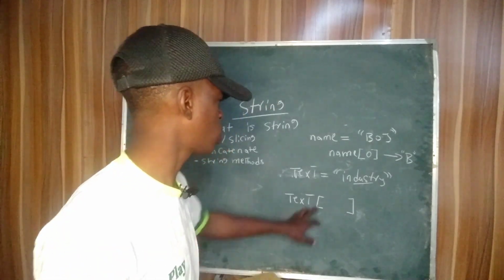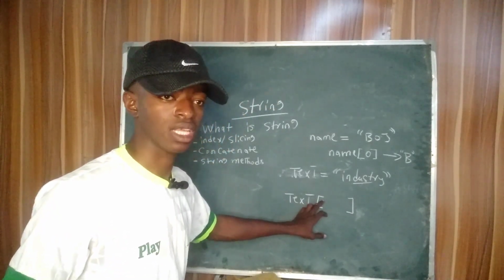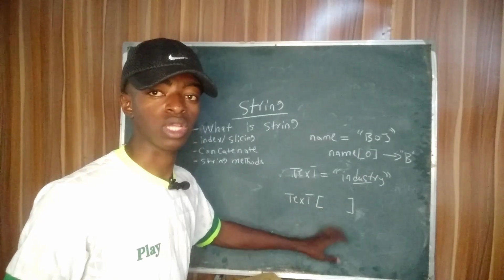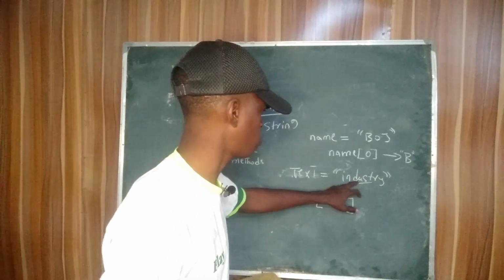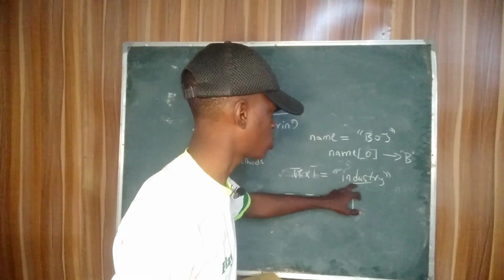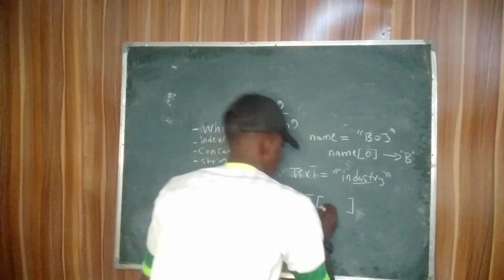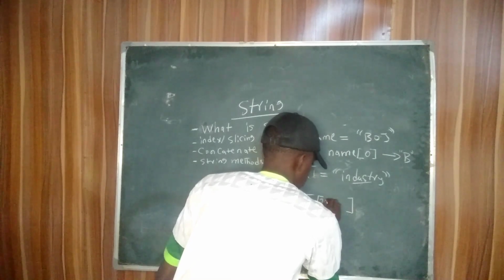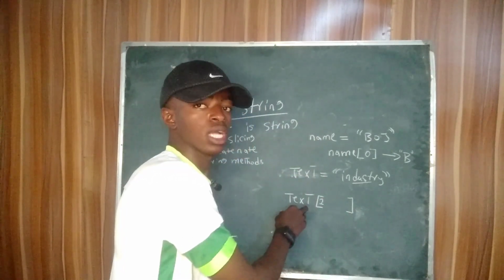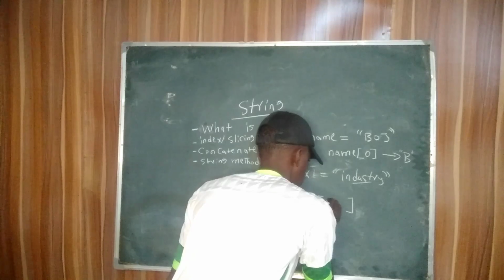For you to be able to do that, the first thing is the start. Where do you want your computer to start taking the text? So I want my computer to start taking the text from index 2. Then I'm going to put 2. Then when I put this 2, I'm going to put a colon.